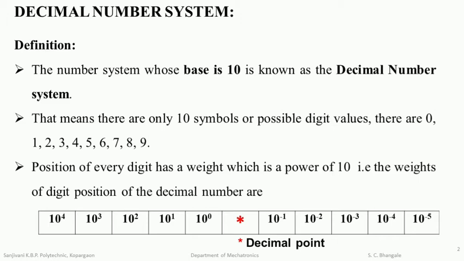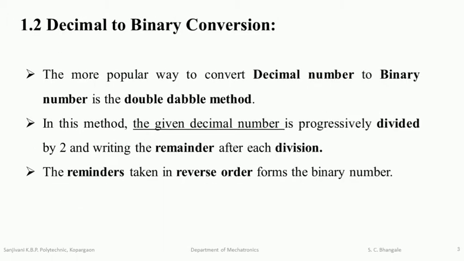That is, the weights of the digit positions of the decimal number are shown in the table here. The star is nothing but the decimal point. So, if the given decimal number has an integer part, we can calculate the position as 10 raised to 0, 10 raised to 1, 10 raised to 2, etc. And if it is a fraction part, we can calculate the positional value as 10 raised to minus 1, 10 raised to minus 2, 10 raised to minus 3, etc.